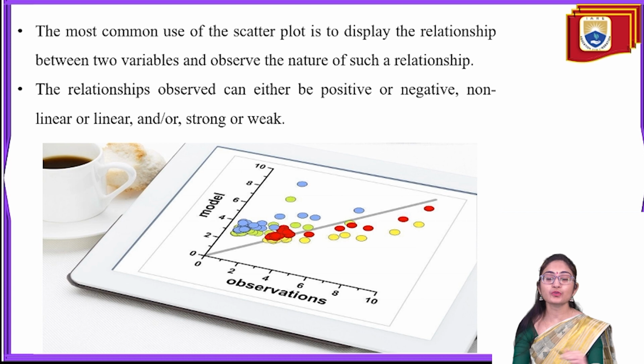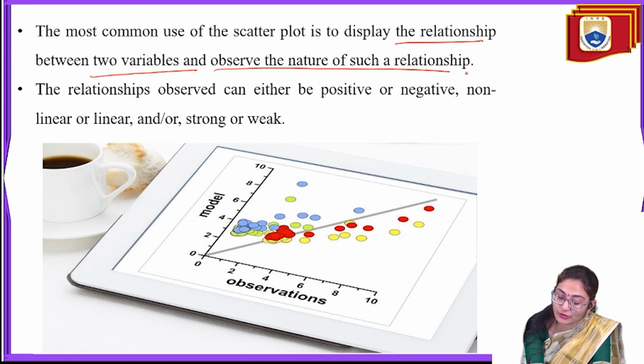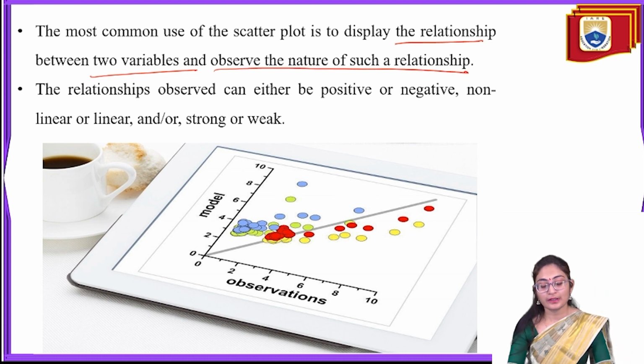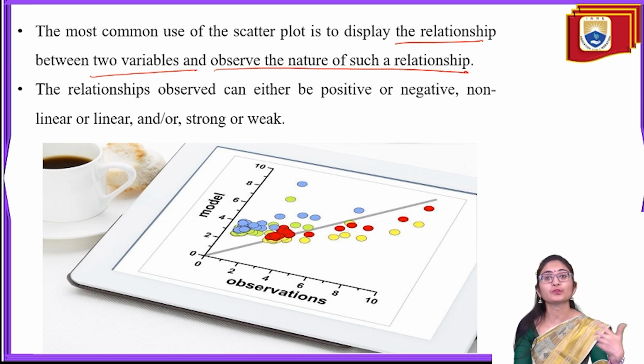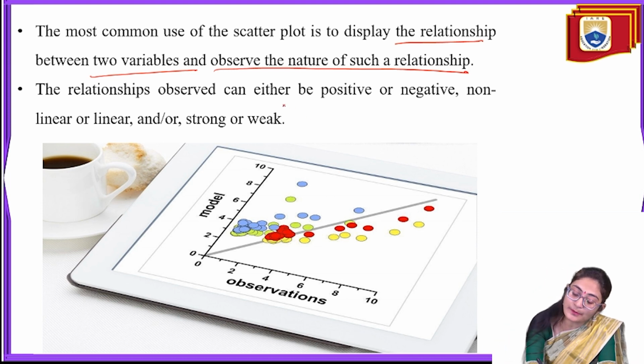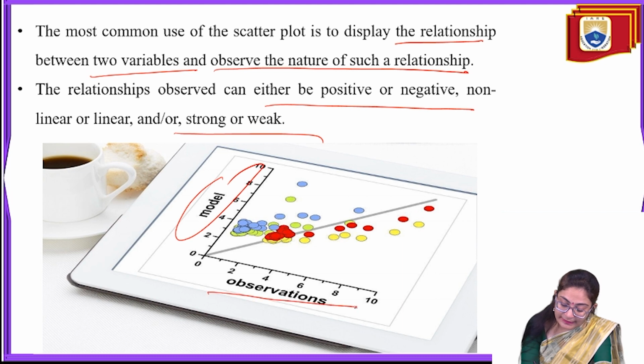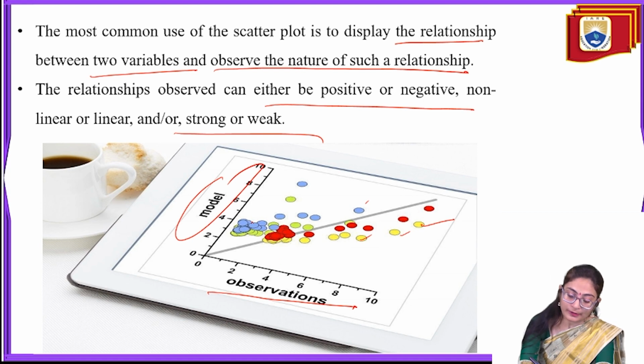The most common use of a scatter plot is to display the relationship between two variables and observe the nature of such a relationship. So the scatter plot mostly compares the relation between two variables, and the observed relationship can be positive or negative, non-linear or linear, and sometimes strong or weak. So this is your model. These are your observations. These are your dots, which we got on the basis of the x-axis and the y-axis.